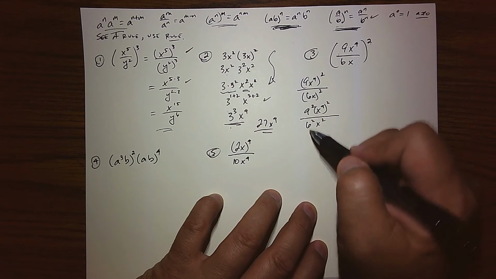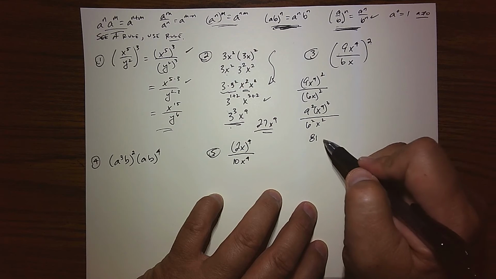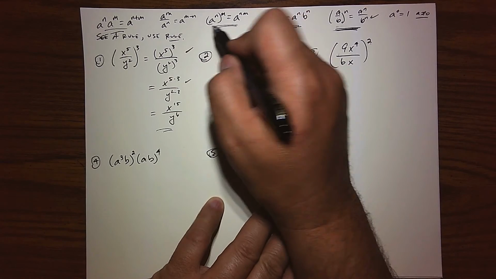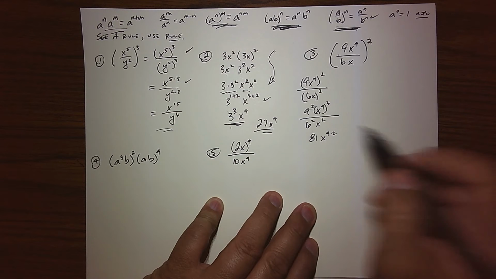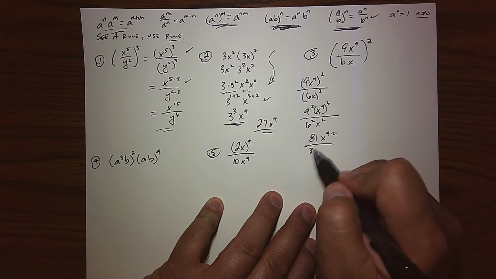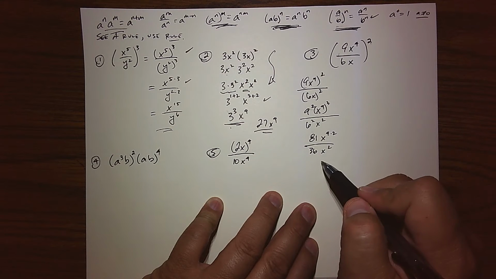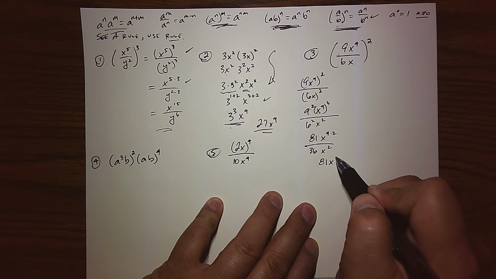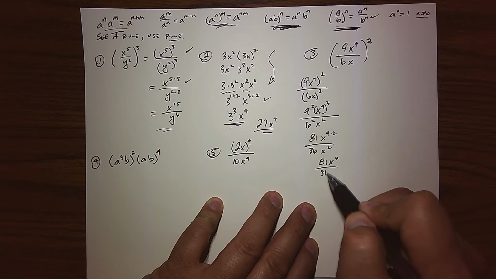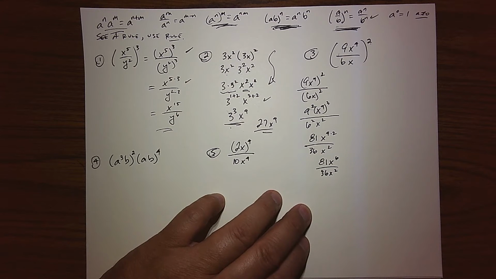So again, 9 squared is 81. X to the 4th raised to the 2nd power is that rule, so I have x to the 4 times 2. And 6 squared is 36. And we just have x squared down below. And then slowly but surely what we have is 81 x to the 6th all over 36 x squared. All right, and believe it or not, we're still not done.